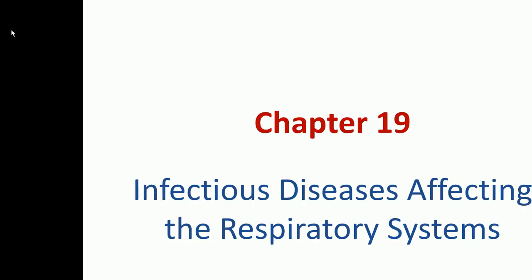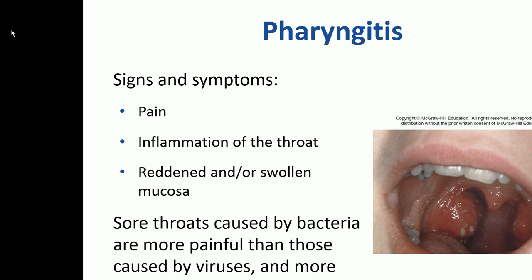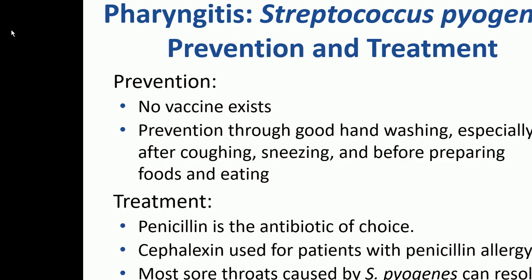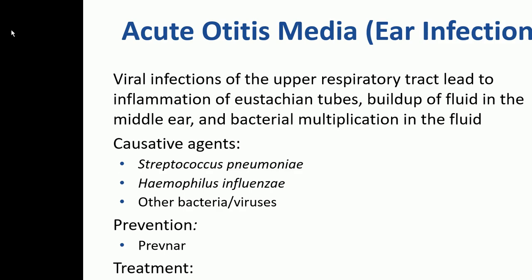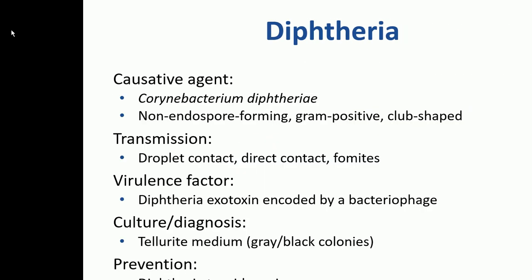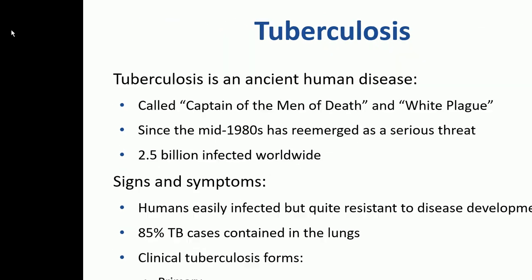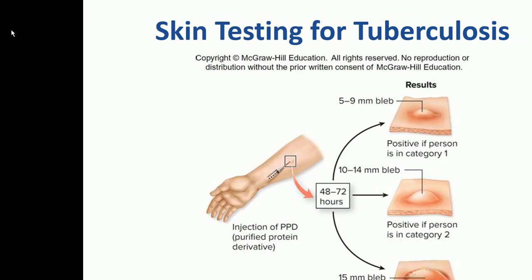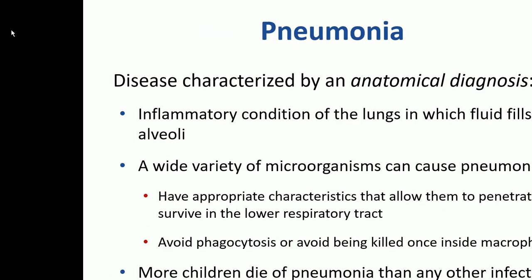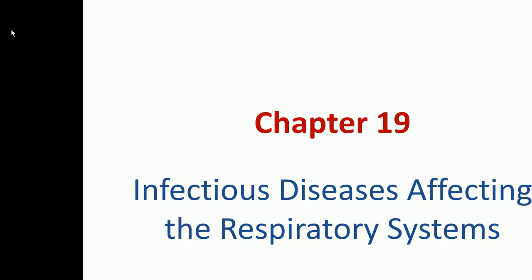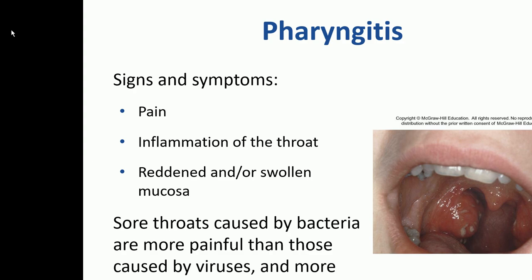In this chapter, we are going to talk about some of the diseases of the respiratory system. The first one is pharyngitis. Then we are going to talk about common cold, sinusitis, otitis media, diphtheria, influenza, and whooping cough, respiratory syncytial virus, tuberculosis, and in the end we are going to talk about pneumonia. Basically, these chapters have very straightforward information. You just need to know these things, so there's nothing to explain. So I'm going to go over some of the important things.